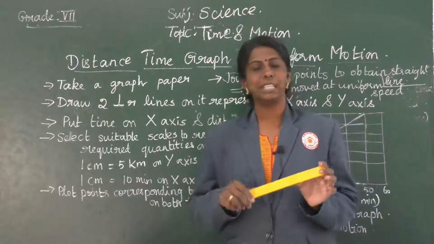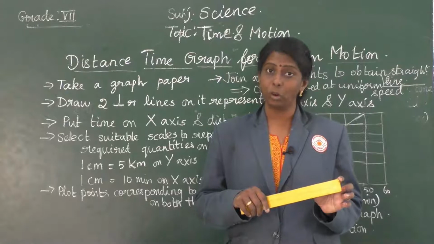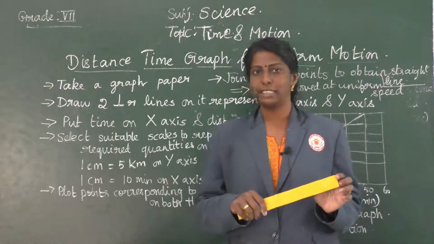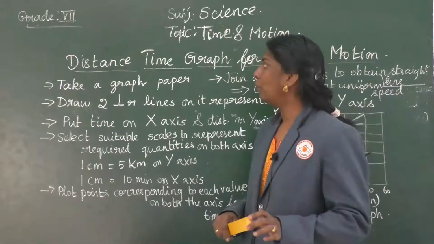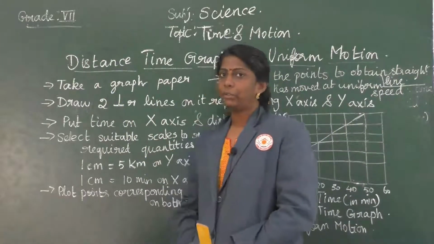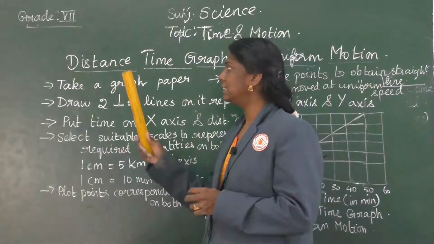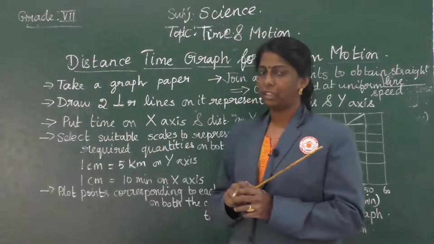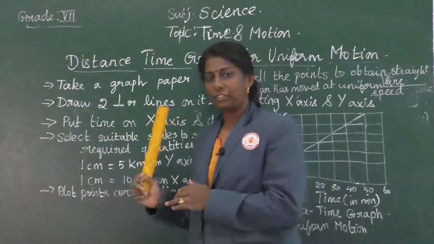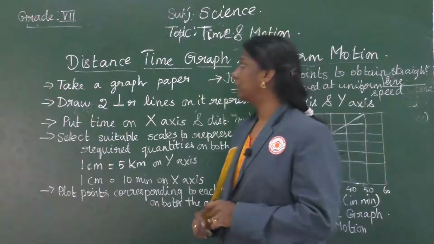Okay, that's what is said to be uniform motion. For example, we learned about the clock, simple pendulum and all. Is it not? Yes. Now we are going to apply the same thing with a graph. We are going to find a distance-time graph.